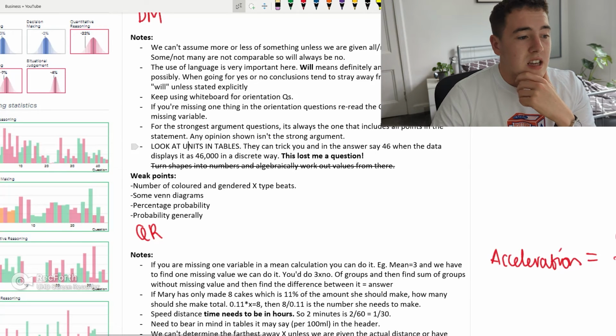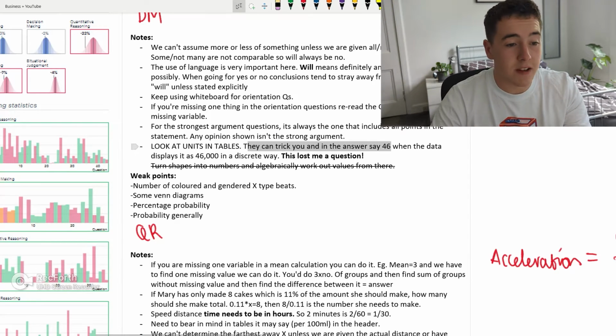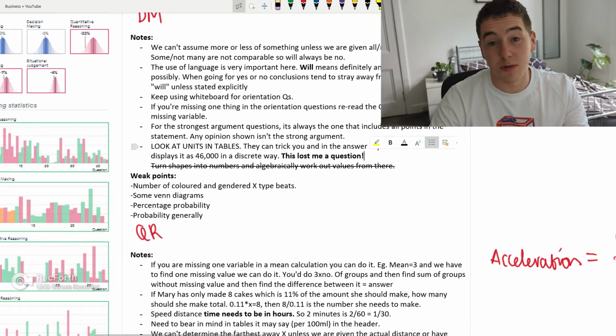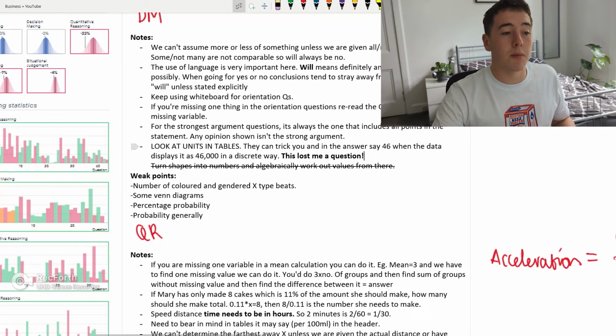So looking at the units and tables, they can trick you and in the answer say 46 when the data displays it as 46,000. And apparently this lost me a question. I don't actually know what I'm referring to there, but you get what I mean.